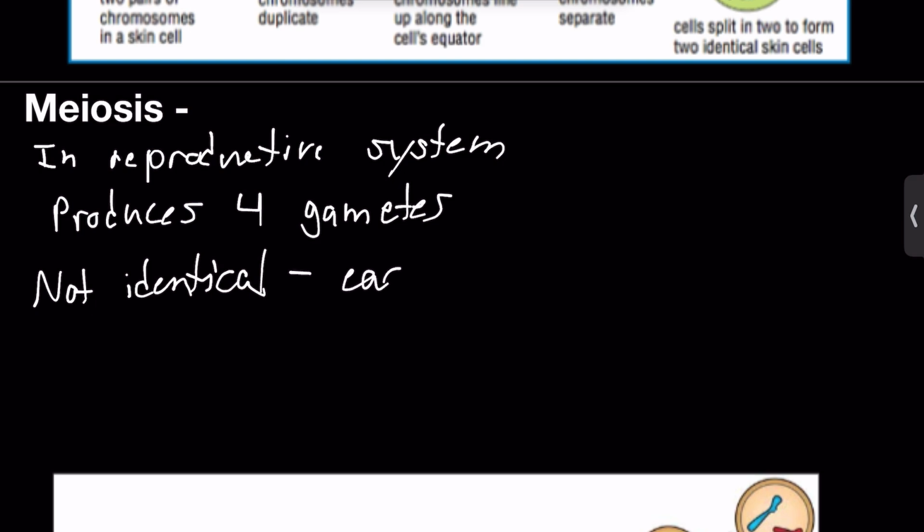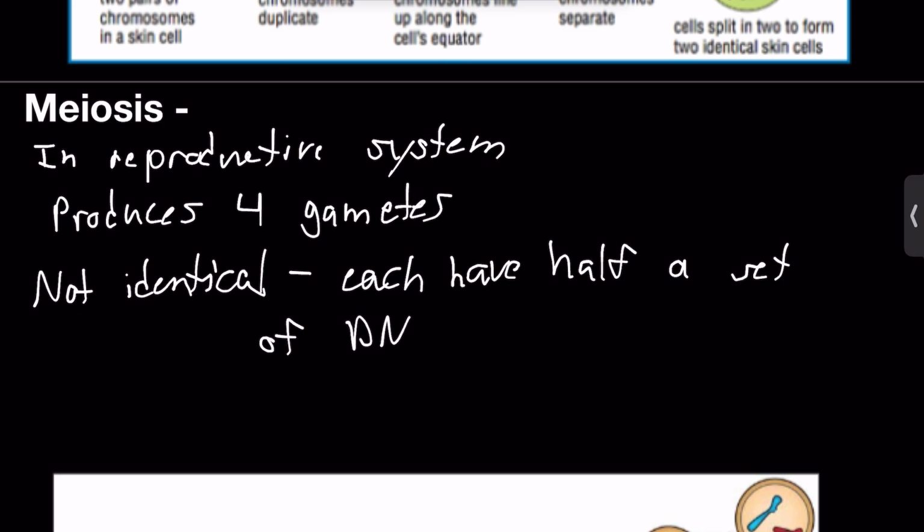So these four gametes, this is why we have so much variation with childbirth, because you have fully unique gametes that merge together to form a unique genome in every individual. So I'll explain mitosis a little bit more.